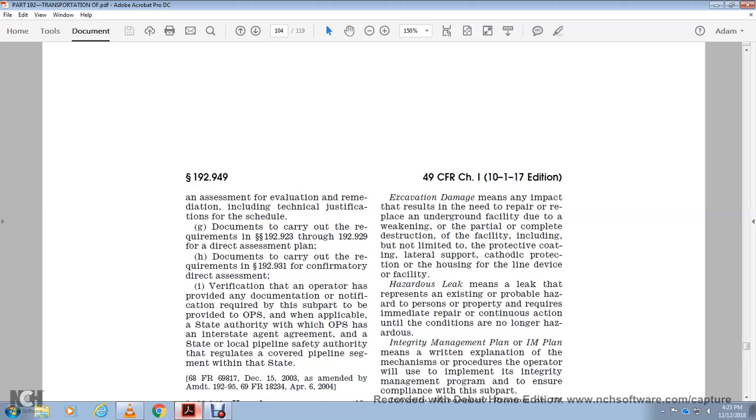Verification by the operator of the documentation of notification required, and the support provided by the Office of Pipeline Safety where applicable to the state authority, which the operator notifies the Office of Pipeline Safety, in an interstate agent agreement, and its state local pipeline safety authority that regulates the covered pipeline segment within the state.